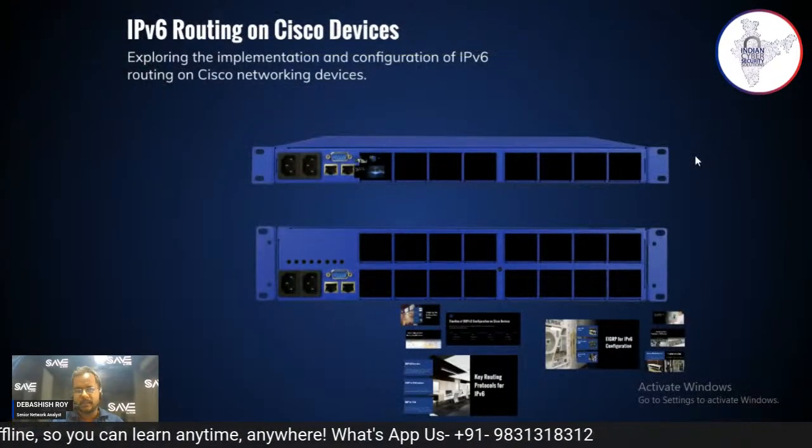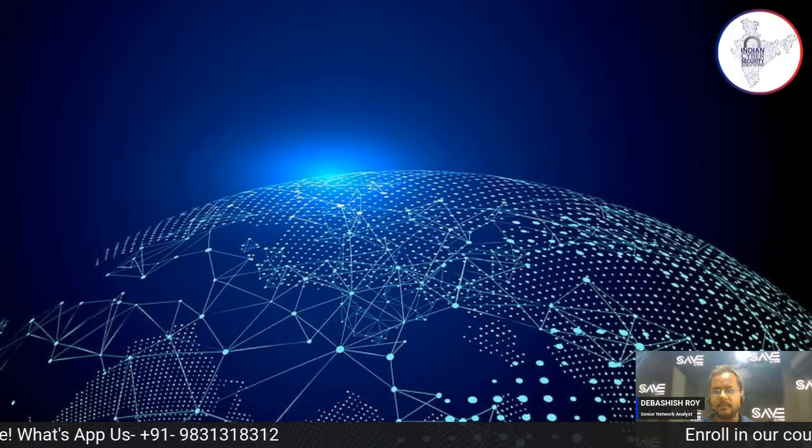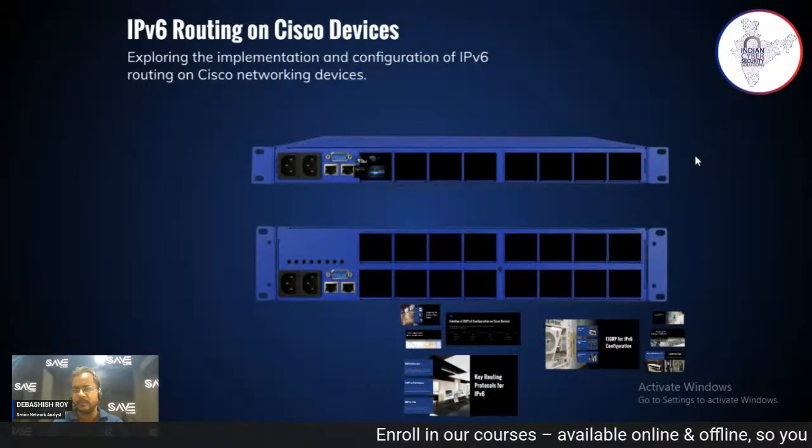So let's say this is a router and the switch. So let's explore what is the implementation and configuration of IPv6 routing on Cisco networking devices like the router and switches or firewalls.